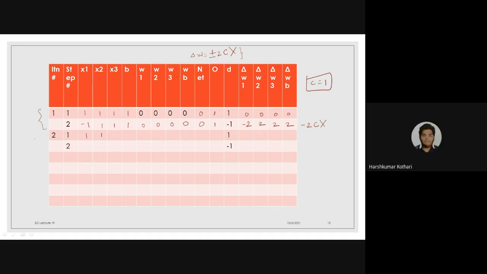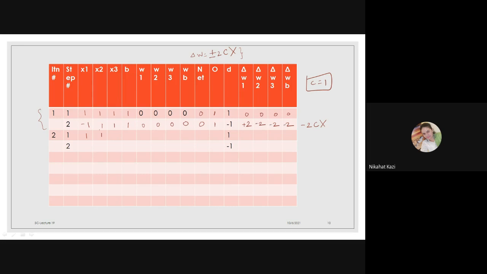मैम वो So डेल्टा डब्ल्यू उल्टा है शायद, 2 -2 -2 -2 है। -1 है ना? -1. Okay, okay, okay. Yeah, yeah. It's a minus 2cx. Got it.